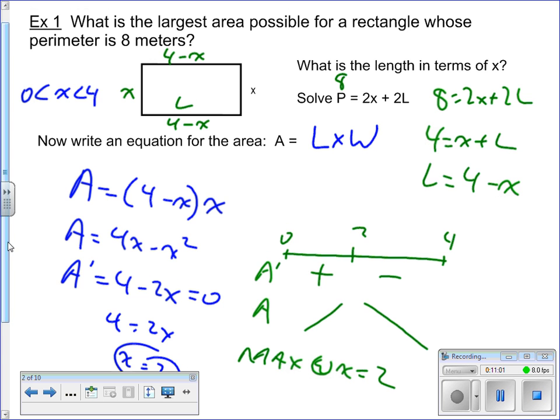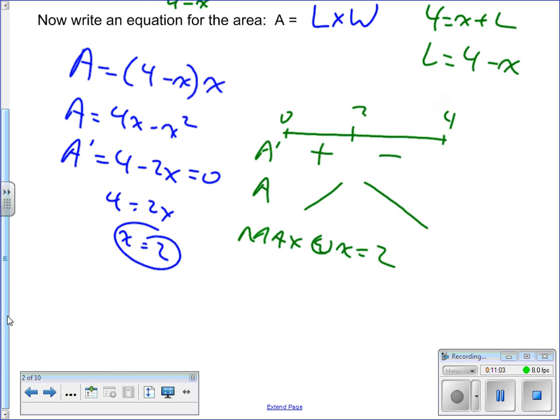And if you didn't know that a square is the largest possible area of a shape with a given perimeter, shame on you for not knowing that one already. Area equals 2 times 2 equals 4 meters squared.